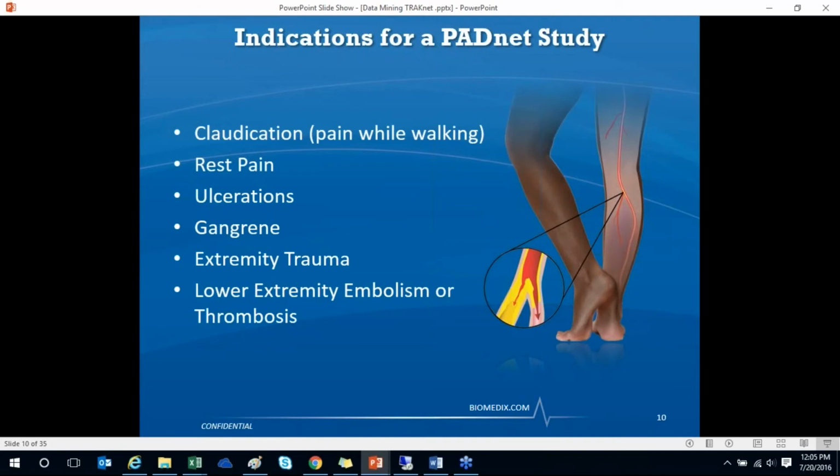So here's a list of primary indications for a PADnet study. Patients that have claudication or pain while they walk. Patients with rest pain, ulcerations, gangrene, trauma to the lower extremities, embolism or thrombosis.